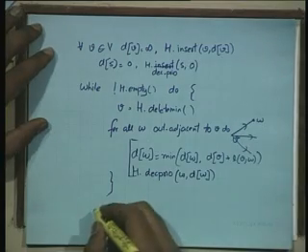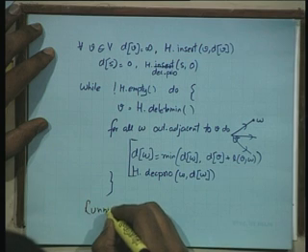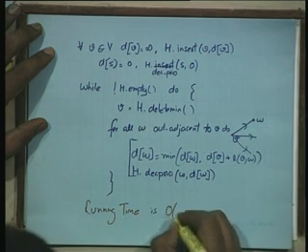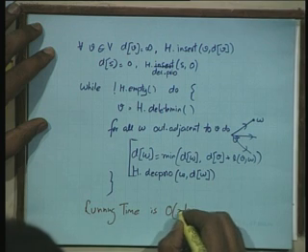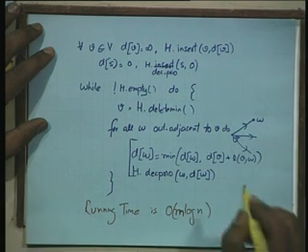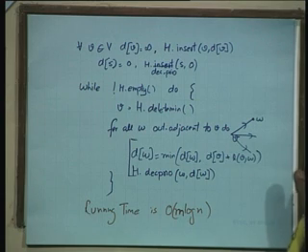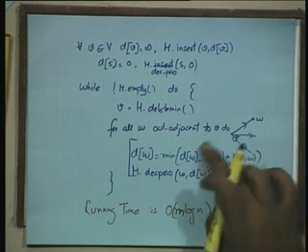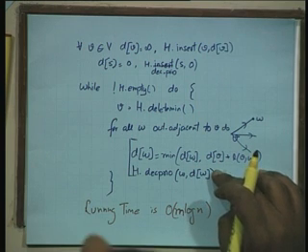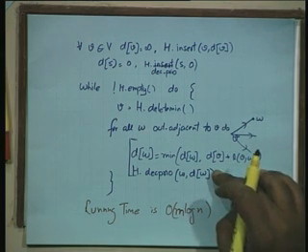So this total running time, let me put it down. No, not n but m. Not n but m. Why? Because the total number of times this operation is being executed is order m. Okay?